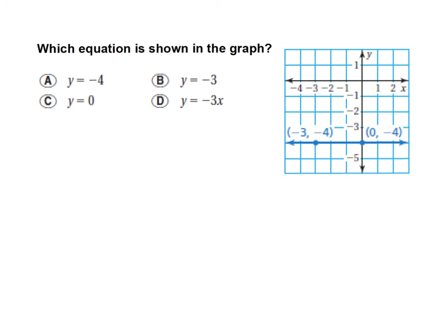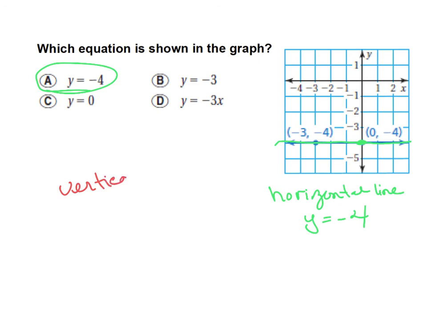So we already talked about horizontal lines. Our horizontal line here crosses at -4. So because it's a horizontal line, it's going to be y equals -4. So letter A is our answer. If you were to do a vertical line, you aren't going to have too many of them, but if you do, it would be x equals whatever the number is. We've done these before, but just to remind you.